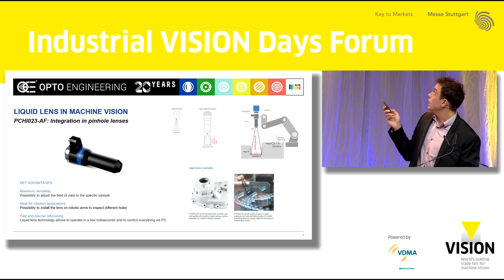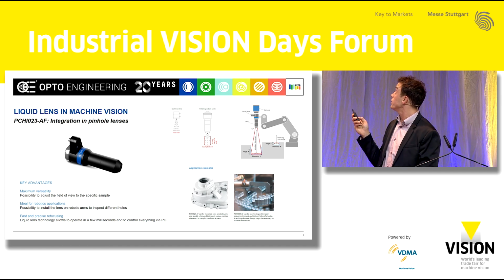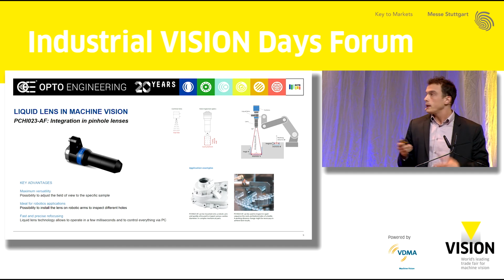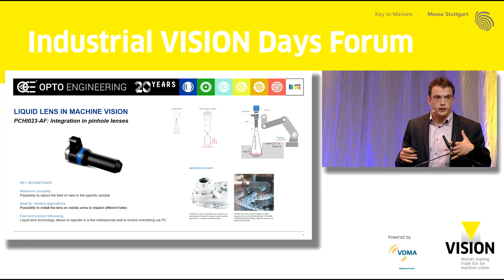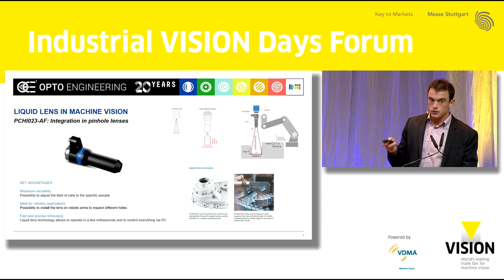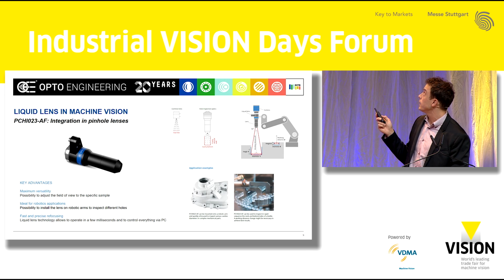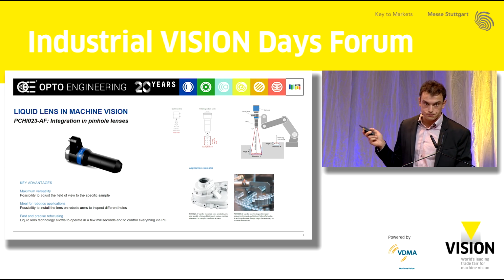For example, many times this type of optics is mounted on robotic arms, as shown here, to inspect complex objects with holes of different sizes, like this one, for example. And in this case, thanks to the liquid lens, you can adjust the field of view of the same lens to different heights and diameters.